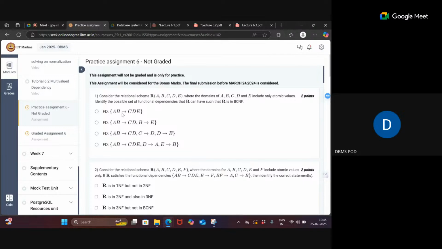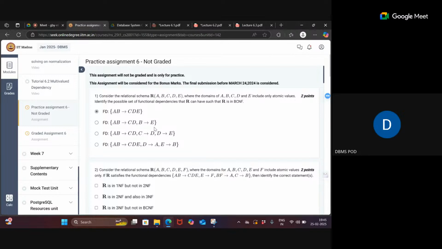So AB, what is the key here? For the given FD set, if you take the closure, AB closure, then AB is a key. AB determines A, B, and C, D, E. So it is a candidate key, and it is determining C, D, E. So this is alpha determines beta, and alpha is a super key here. So it is a valid FD to be in BCNF. This is the correct answer to be in BCNF.